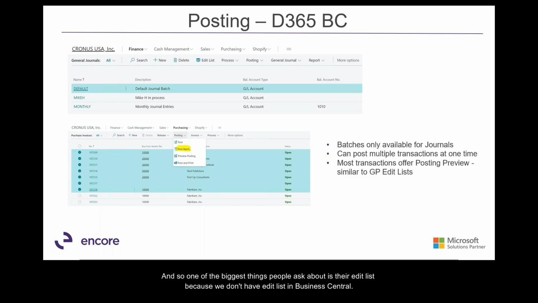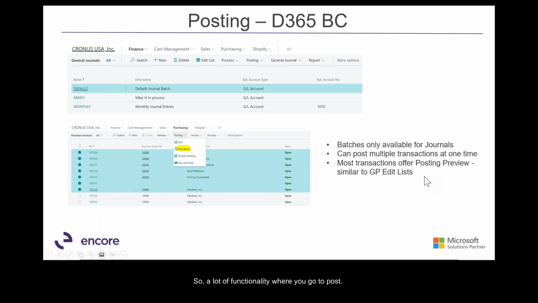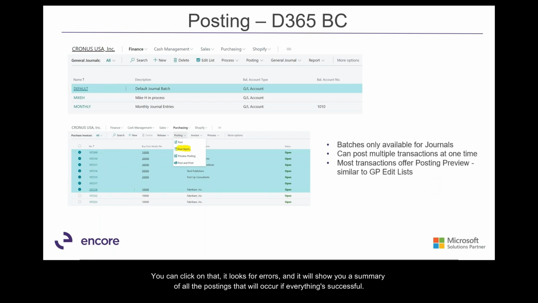One of the biggest things people ask about is their edit list. Because we don't have an edit list in Business Central, we have what's called posting preview. In a lot of functionality where you go to post, you'll see the option to do a test post or a preview posting. You can click on that, it looks for errors, and it will show you a summary of all the postings that will occur if everything's successful.